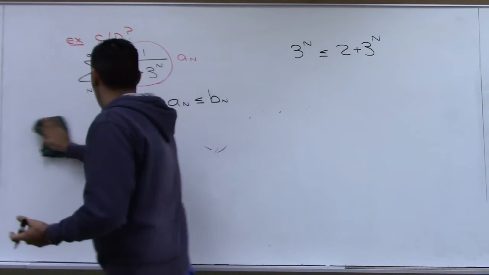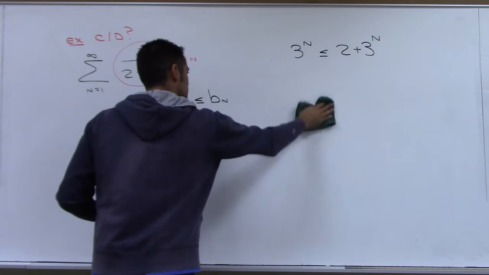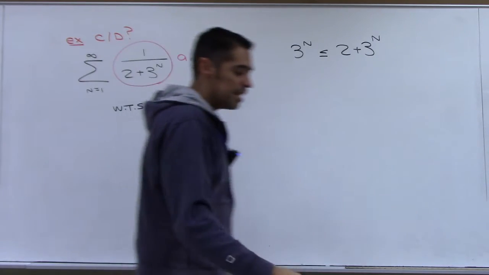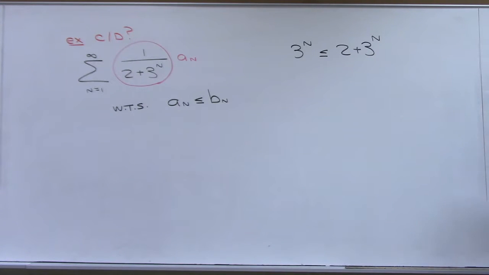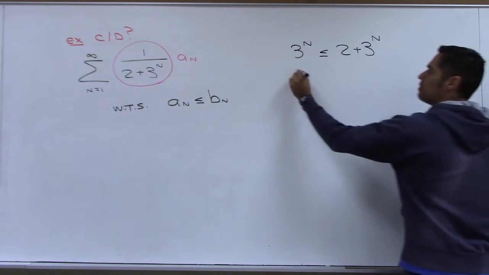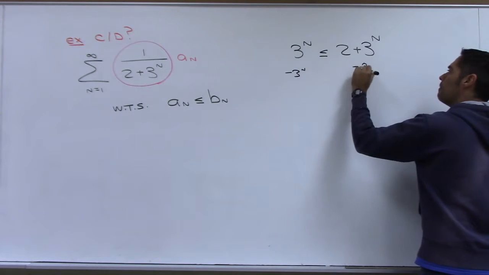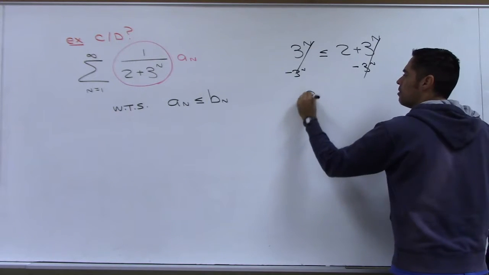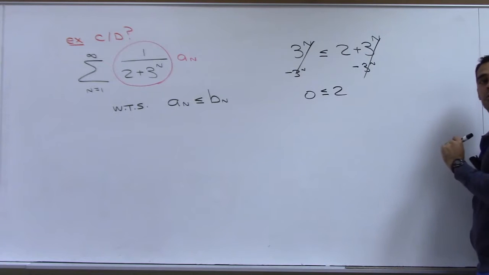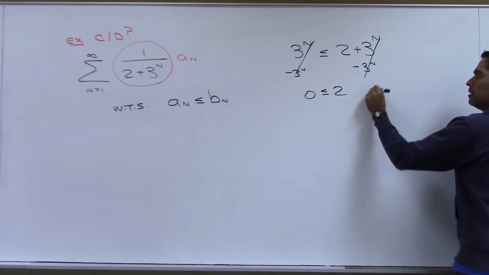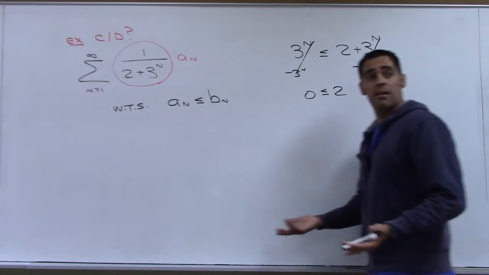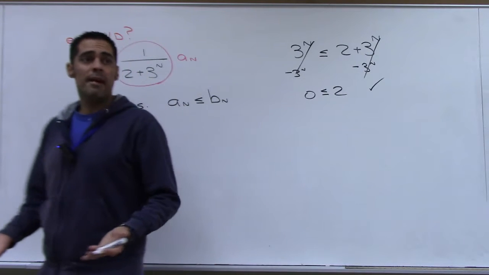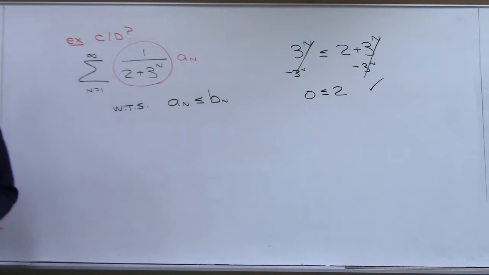Okay. So may I continue? Is this always true or not? Or I need it to be eventually true. Just subtract 3 to the n on both sides. And you get 0 less than or equal to 2. Is that true? I hope so, or else we've got bigger problems, right? All right, so that's true. So I've shown the inequality is true. So what now? Therefore, I can draw my conclusion.